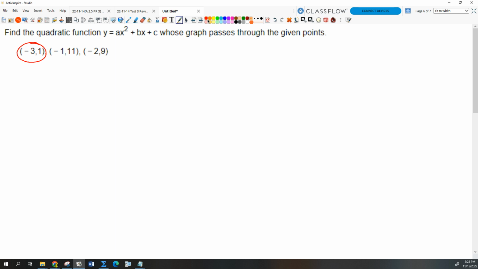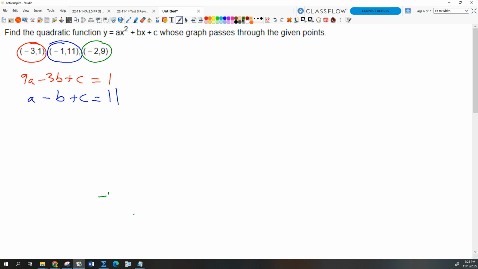When x is -3, y is 1. So if I plug in -3 for x and 1 for y, wouldn't that give me 9a plus b times -3 is -3b plus c equals, and we always want to put the number on the other side, right? Equals y, which is 1. Okay, there's one equation. If I plug -1 in for x, I'm going to get 1a plus b times -1 is -b plus c equals my y value, which is 11. There's another equation.